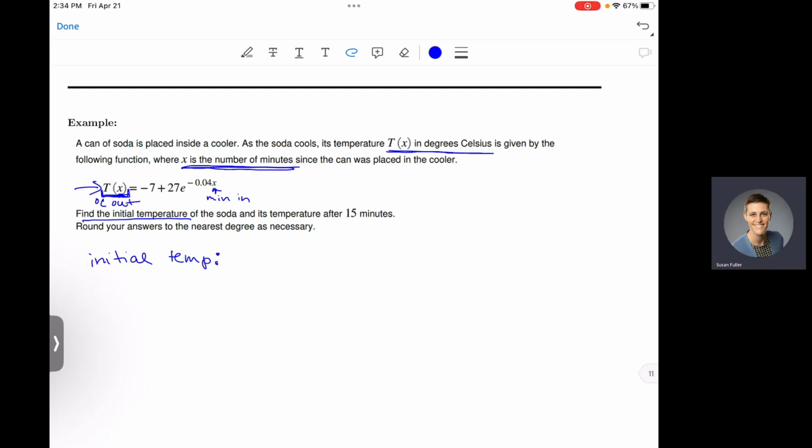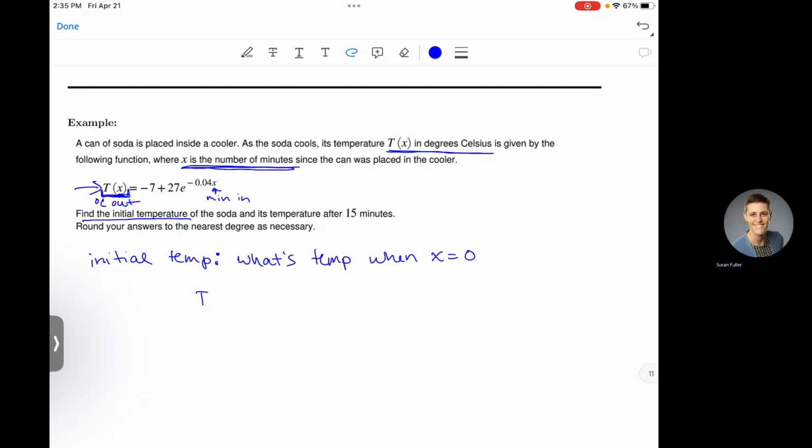That means the temperature at the start of this whole thing. So if I want to know what the initial temperature is, I want to know what's the temperature when the can was placed in the cooler, right, initially. That means that our time, x, is 0 minutes. So I'm going to go ahead and plug x equals 0 in. We'll get the temperature out, and that's going to be our initial temperature. So our temperature is going to be -7 plus 27 times e to the negative 0.04 times 0.